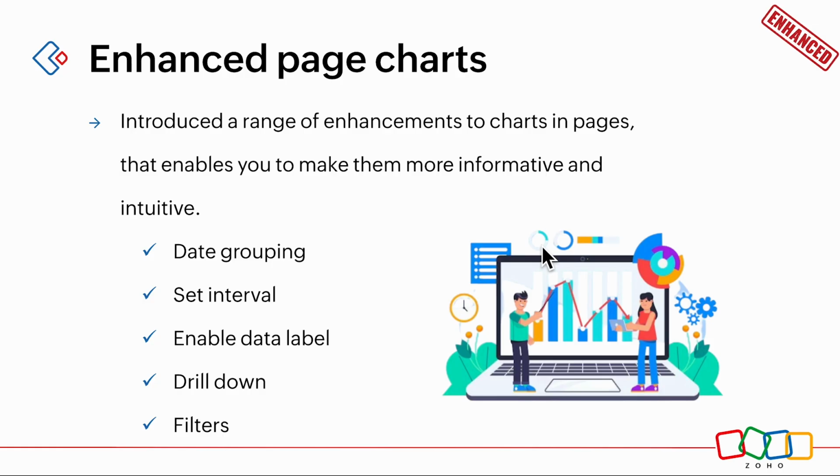Let's say, for example, the organization doesn't want to display all the records in the charts. So they can choose intervals between 20, 50, and 100, so that only the necessary information within the interval gets displayed, not all the old chunks of information.